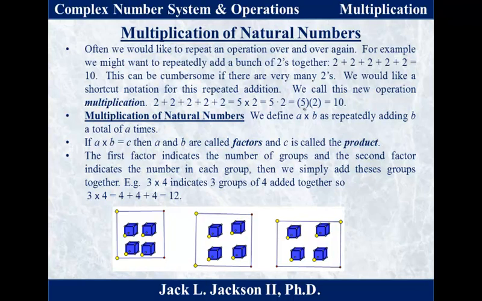So we will define A times B as repeatedly adding B a total of A times. So if we say A times B equals C, then A and B are called the factors, and C is called the product. Now the way we're going to interpret this is the first factor indicates the number of groups, and the second factor indicates the size, or the number in each group. Then we simply add these groups together. So for example, 3 times 4 indicates 3 groups of 4 added together. So 3 times 4 means 4 plus 4 plus 4. And you can see in the diagram I've got 3 groups, 1, 2, 3 groups. Within each group we have 1, 2, 3, 4. So 3 groups of 4, and then we add all those together. That is 4 plus 4 plus 4, which is 12.